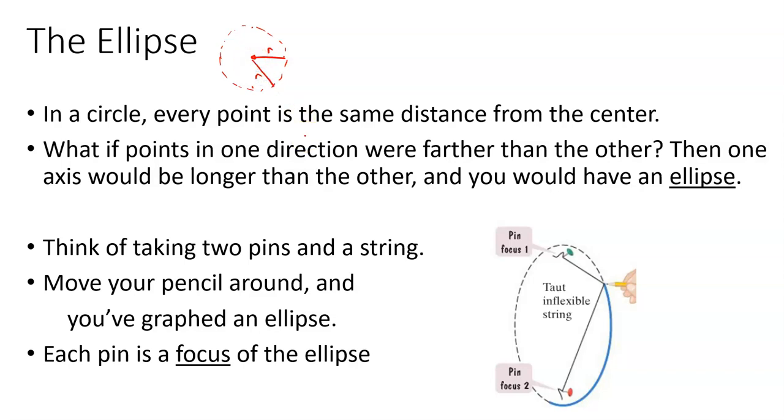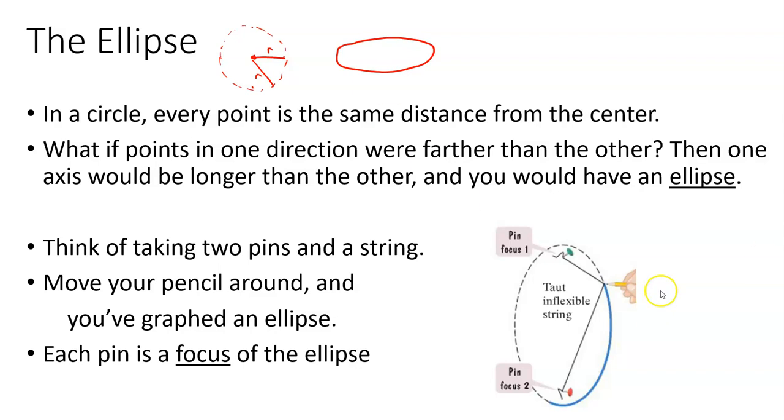But the question I asked was, what if the points in one direction were farther from the other? Well, then one axis would be longer than the other. You would get something that maybe you would call an oval or a running track, or it looks like an egg, something like that. Then in that case, what you have is not a circle, you have an ellipse.